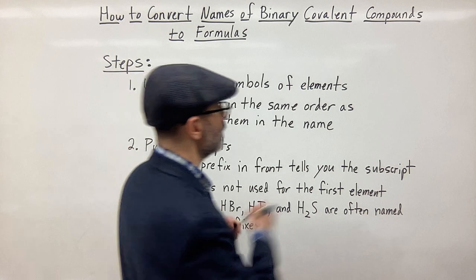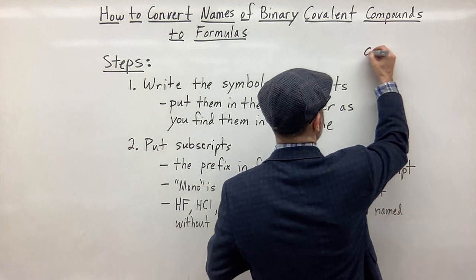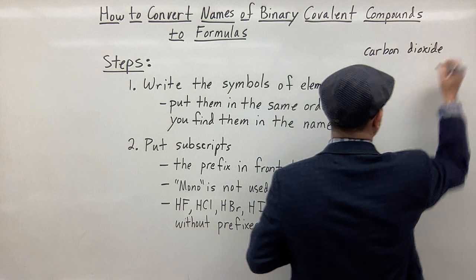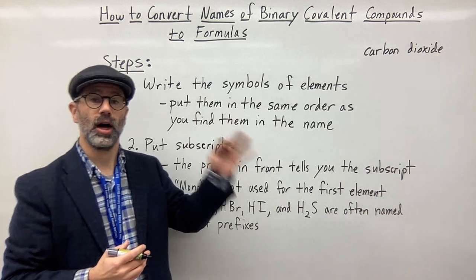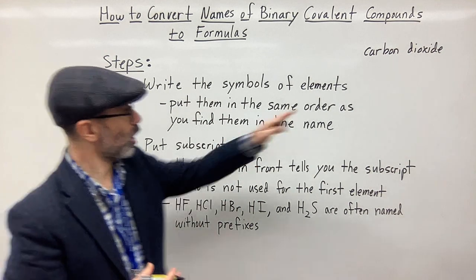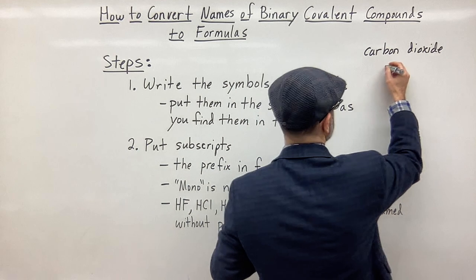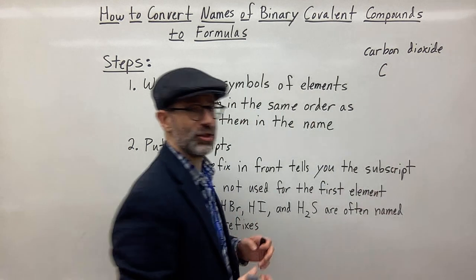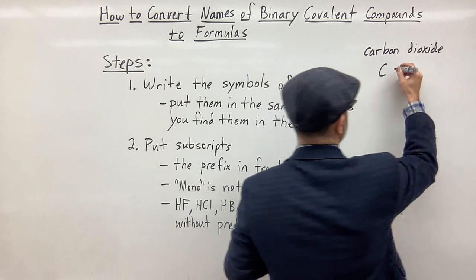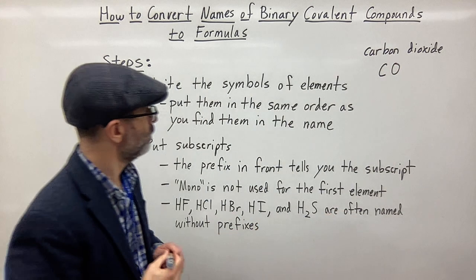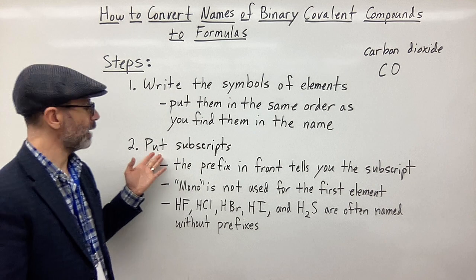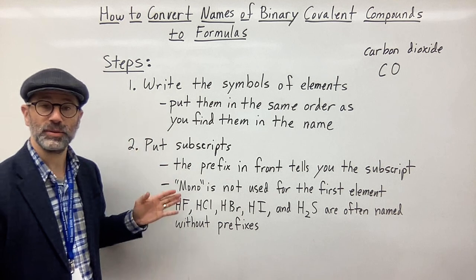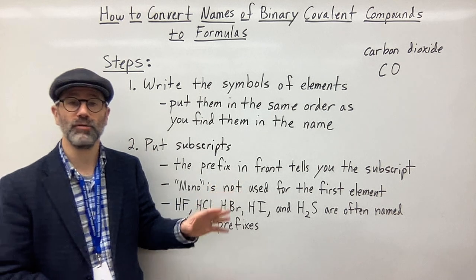Right, so for example, if I have carbon dioxide as my name, I'm going to write the symbols of the elements that are in the name. So carbon is written first, so that's going to be first. And then dioxide, the oxide here refers to oxygen, so I'm going to write that second. Okay. So that's step one. Step two, you're going to put the subscripts. Easy, right? So only two steps in writing the formula from the name.